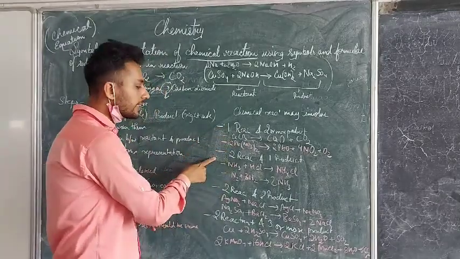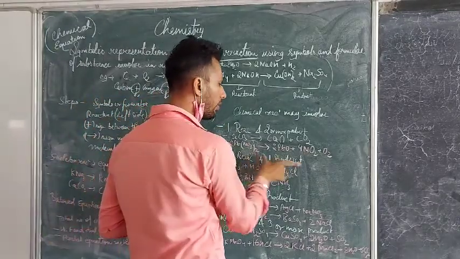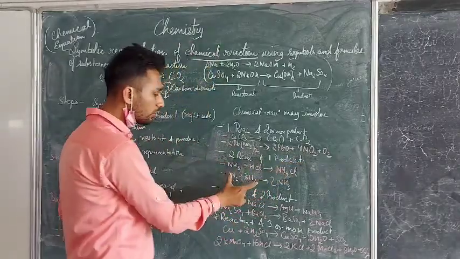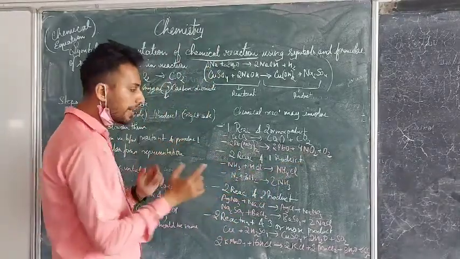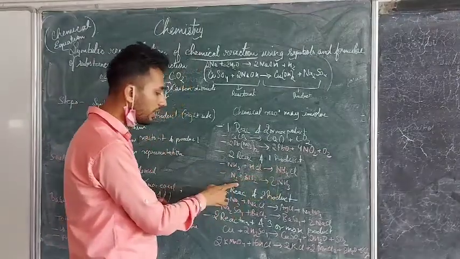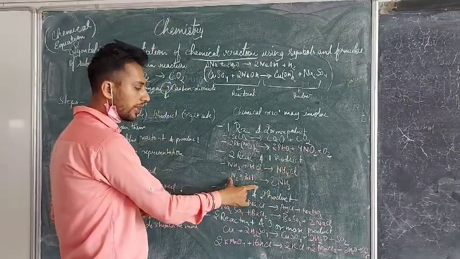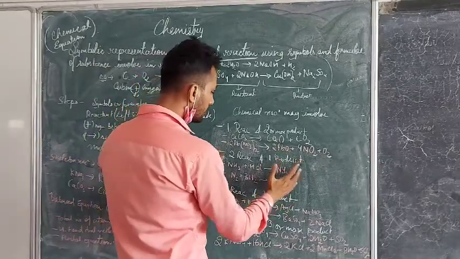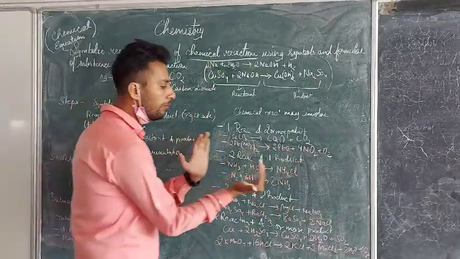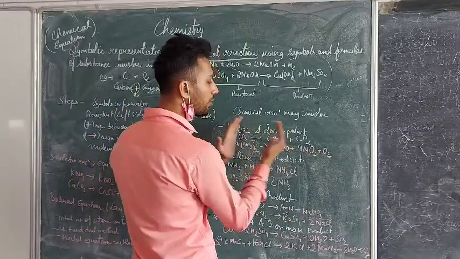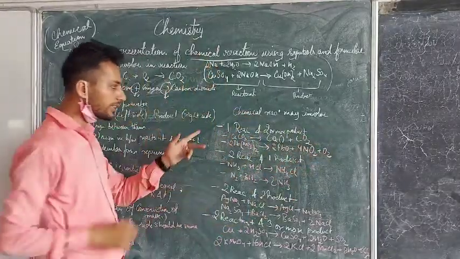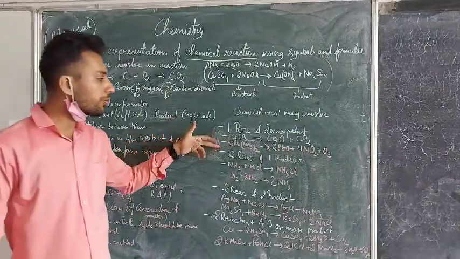Then the next example is of two reactants being involved, and only one product going to form. So two reactants, like here NH3 and HCl. Two reactants combine to form one product. In a similar way, two reactants, nitrogen and hydrogen, form NH3, ammonia. So these are two reactants combined to form one product. Earlier, one reactant was decomposing to form two or more products. So these are the two examples: one reactant, two products, and two reactants, one product.